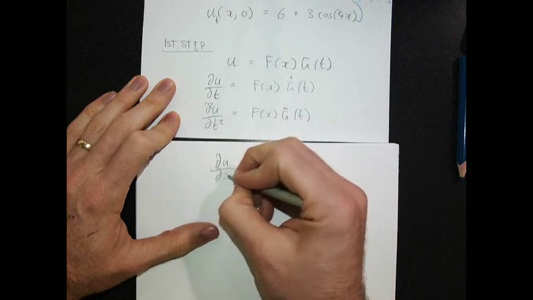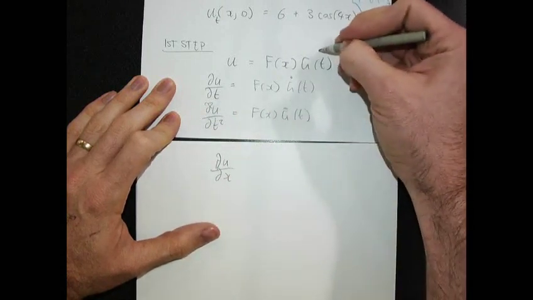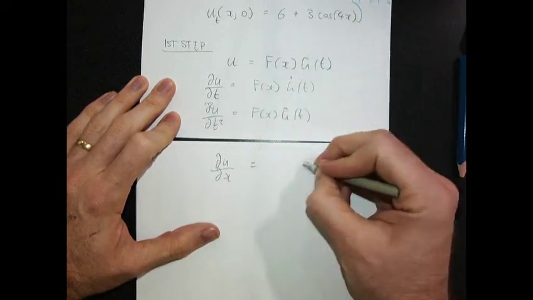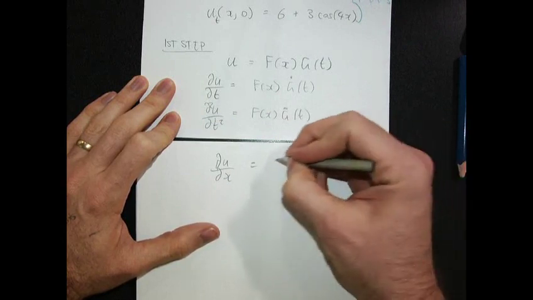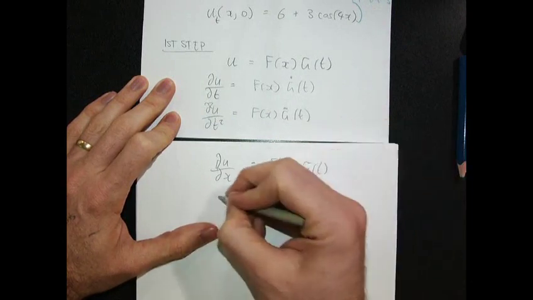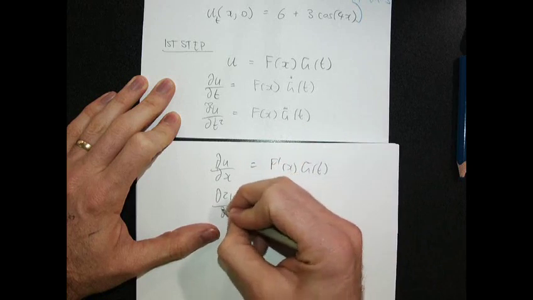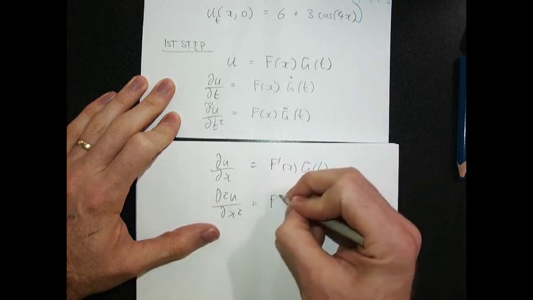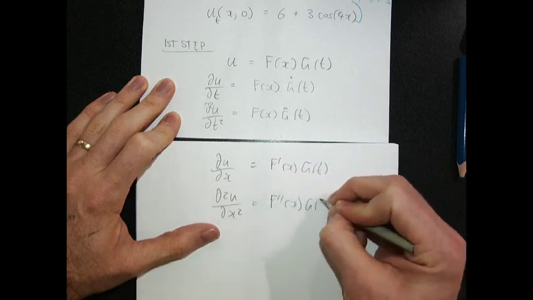du on dx. This time the g of t is a constant and it's multiplied on, so it's still there. And now the f gets differentiated. And it'll happen again.